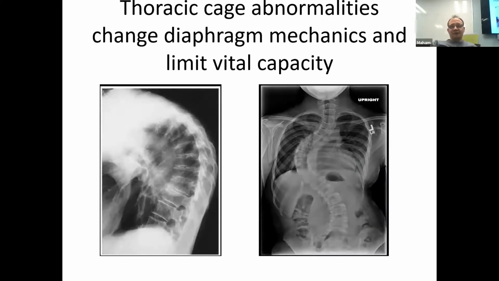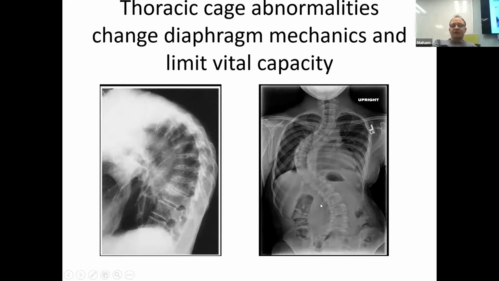Thoracic cage abnormalities also change diaphragm mechanics and limit vital capacity. This is your kyphotic grandpa that you very commonly see with restrictive lung disease. He goes in at age 75. He quit smoking 40 years ago. He says, "Doc, I can't breathe." Primary care doctor says, "Well, clearly you have COPD. Here's some inhalers." He doesn't get better. This is where full pulmonary function testing, spirometry, and total lung capacity are important in making these diagnoses, because this guy may benefit more from nightly positive pressure ventilation than from any bronchodilator.